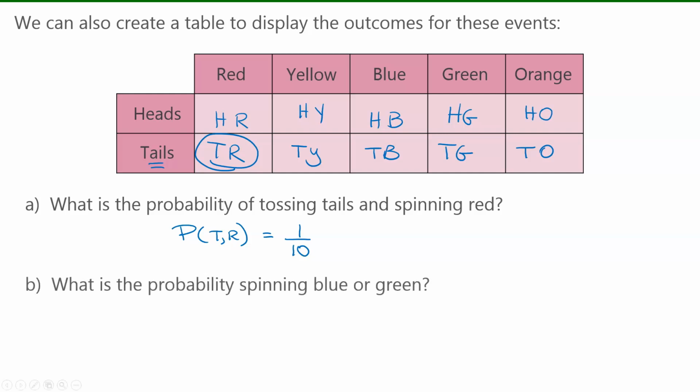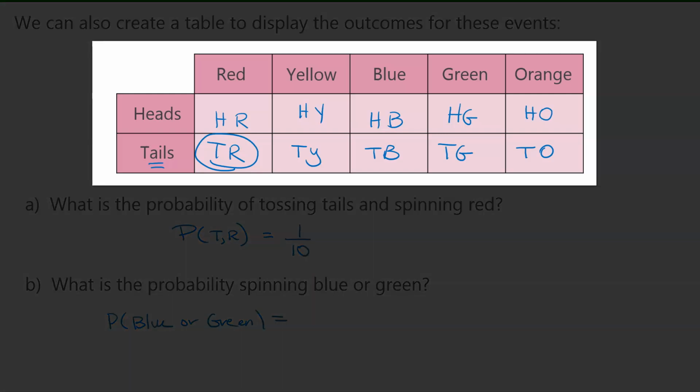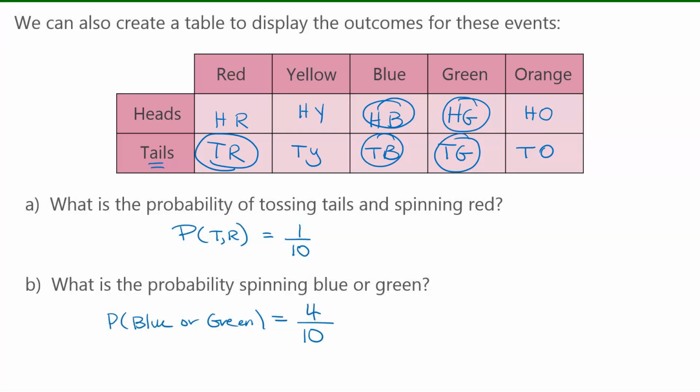What is the probability of spinning blue or green? So I have to look at my table and look for all the different outcomes there that have blue or green. So I have blue, I have green, I have blue, and I have green. We have 4 different possible outcomes there out of 10. So 4 out of 10, and that can reduce to 2/5. So the probability of spinning blue or green would be 2/5.